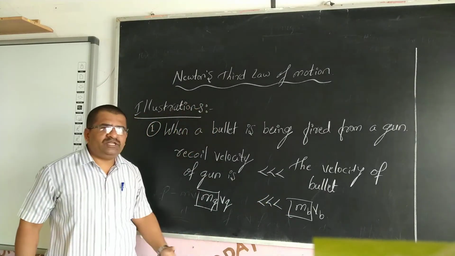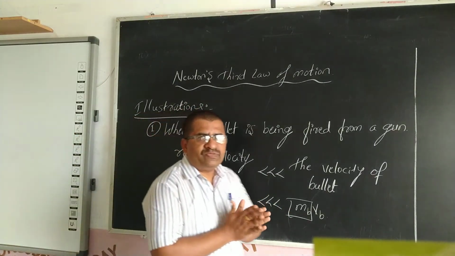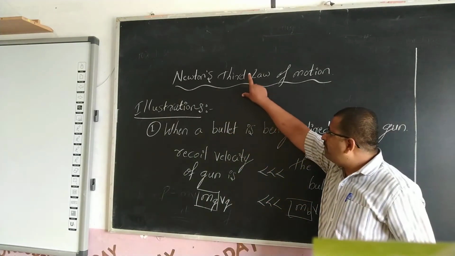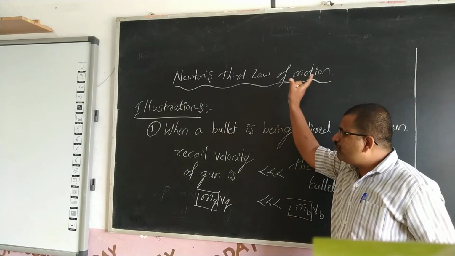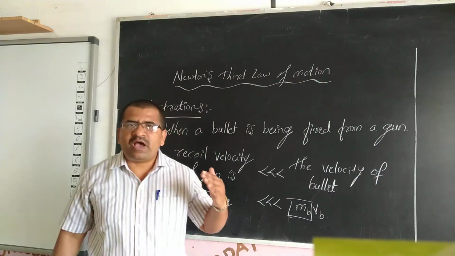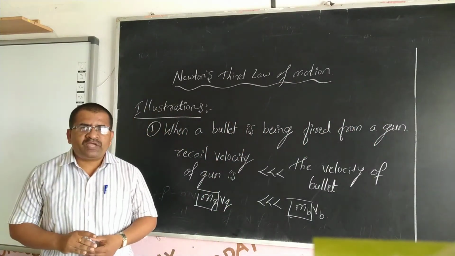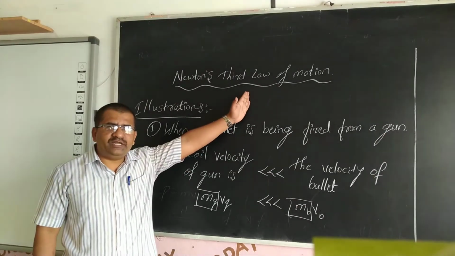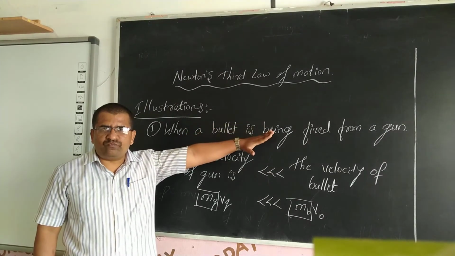So like this, there are many illustrations in our daily life, all relating to Newton's third law of motion. Here it says action and reaction are equal and opposite. And this is all about the explanation of Newton's third law of motion.